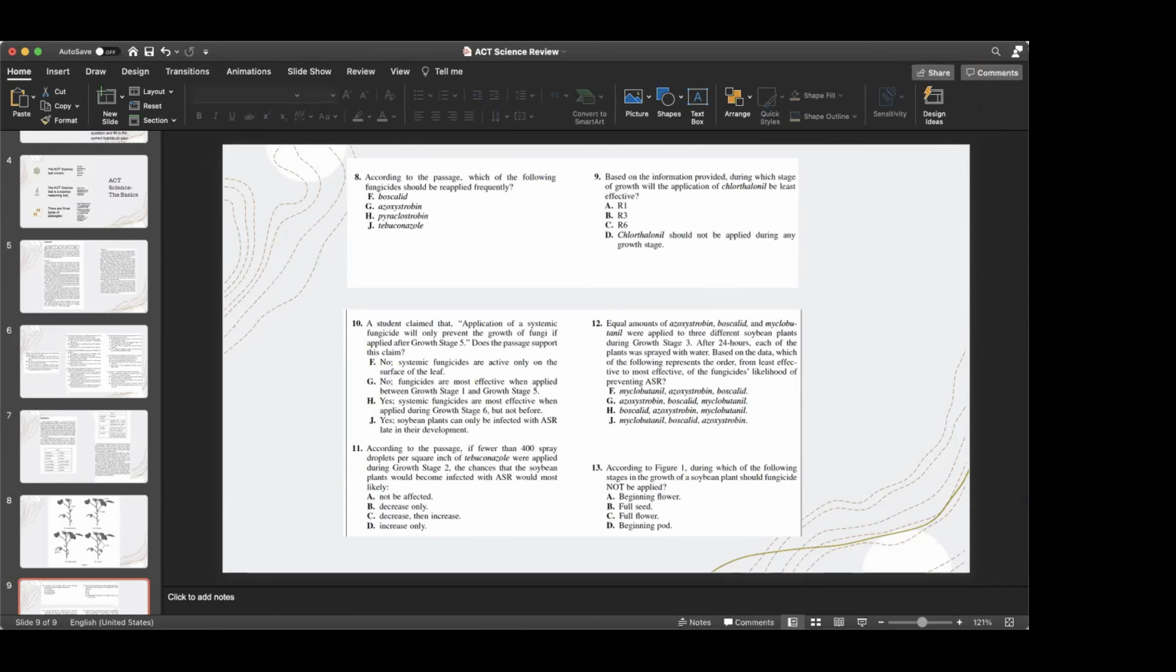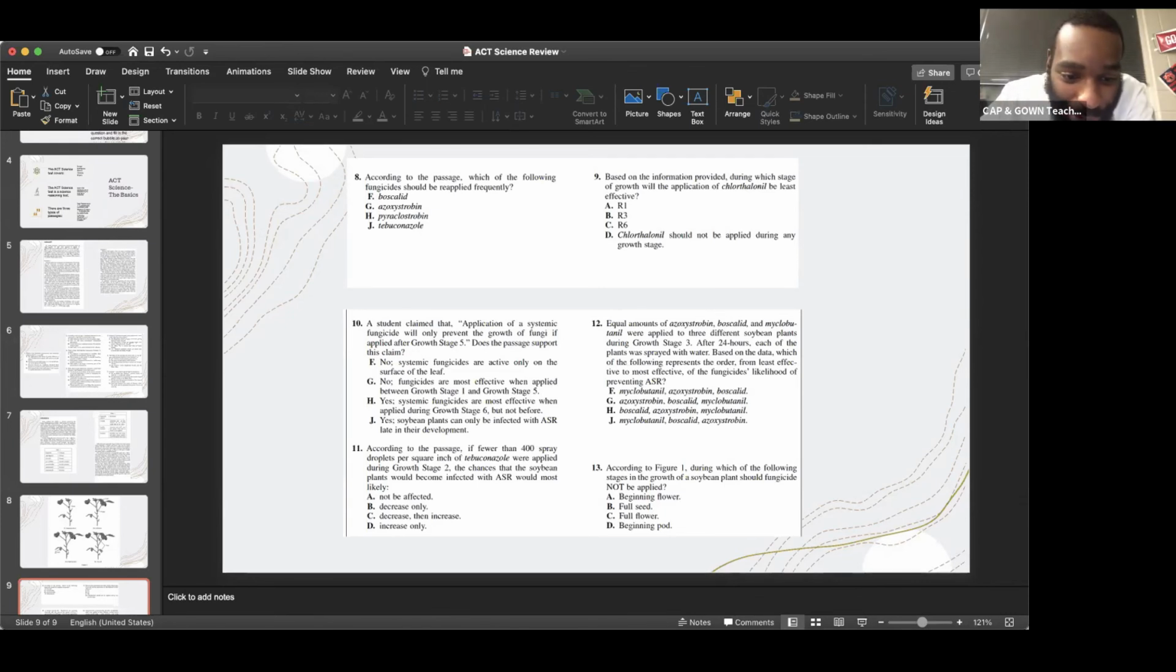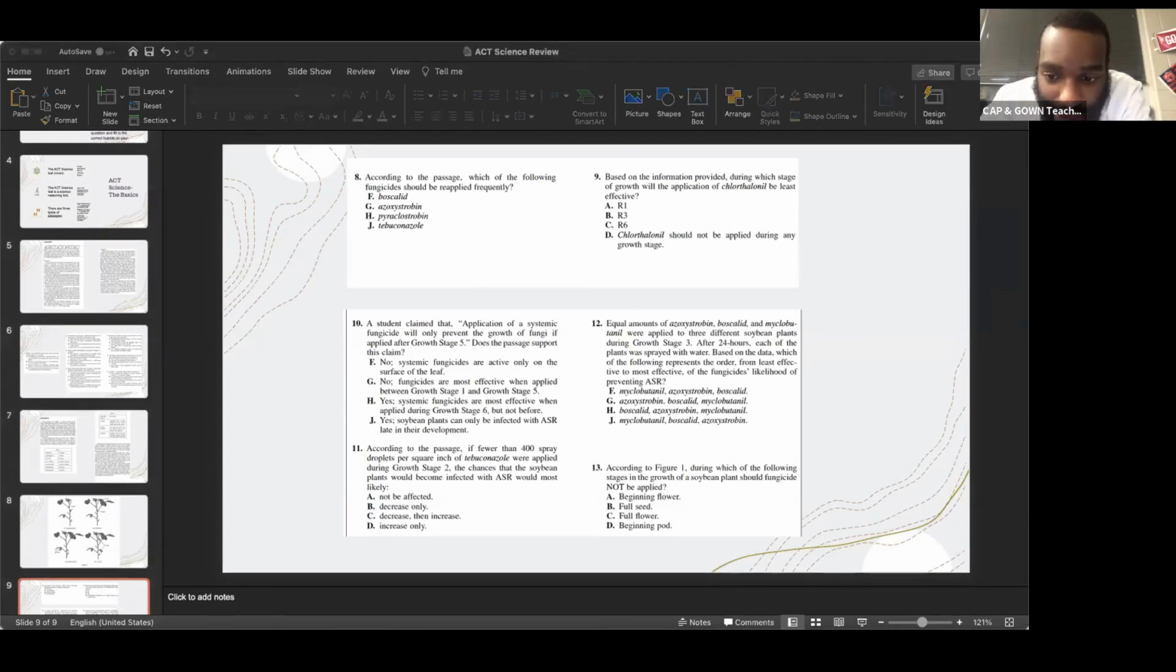According to the passage, number 11. According to the passage, if fewer than 400 spray droplets per square inch were applied during growth stage 2, the chances that the soybean plant will become effective with ASR would be most likely what? So what is 11?